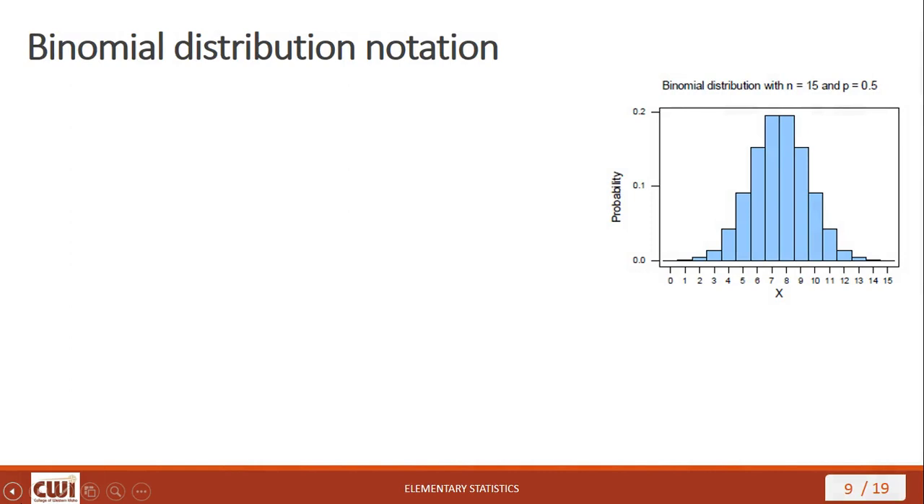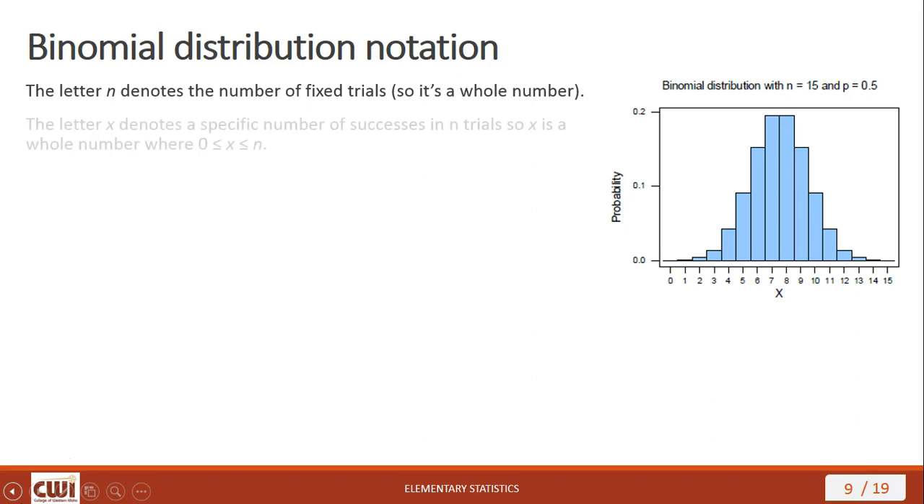Let's take a look at some of the notation that we use when talking about binomial distributions. First, we're going to use a lowercase letter n to denote the number of fixed trials. This means that n is always a whole number. You're not going to see any decimals or fractions here. It's always a whole number. It's the number of fixed trials.